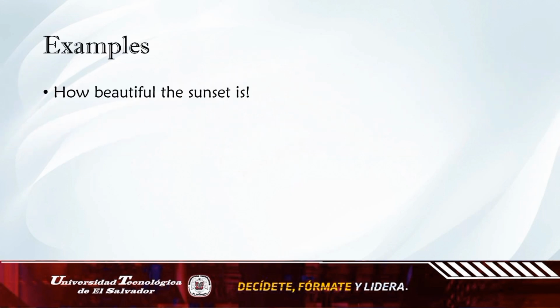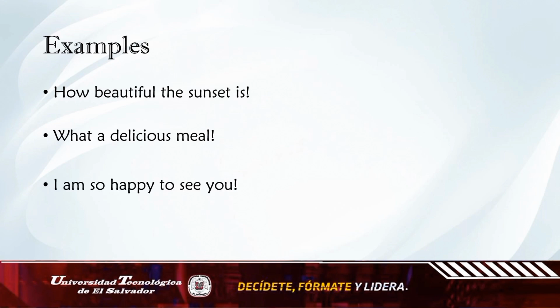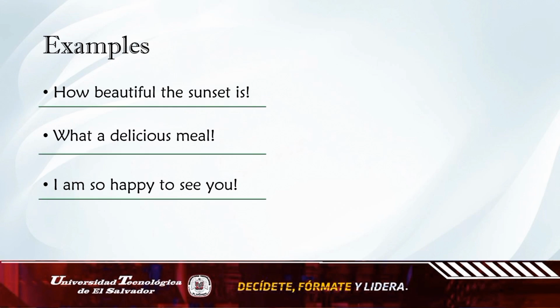For example, how beautiful the sunset is! What a delicious meal! I am so happy to see you! In each of these examples, the speaker is expressing a strong emotion or feeling, and the sentence is punctuated with an exclamation mark to indicate the intensity of the emotion.